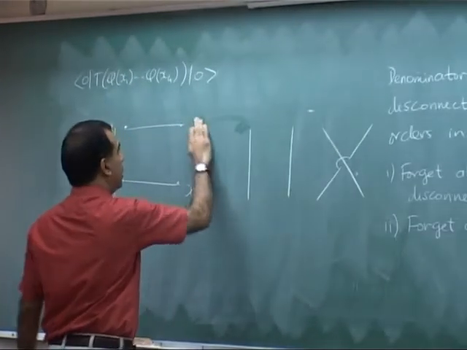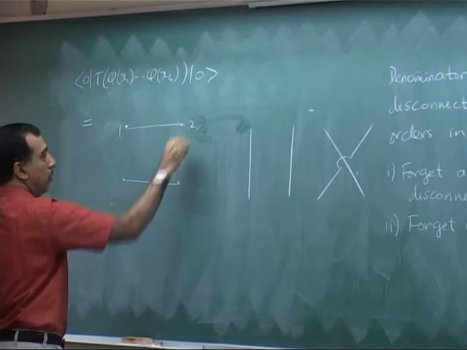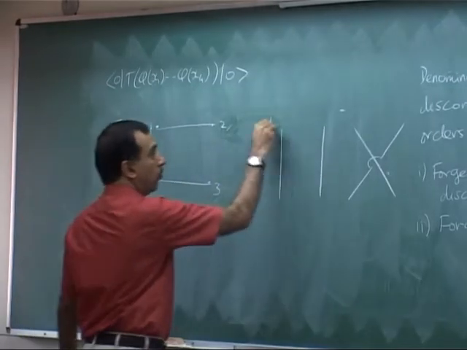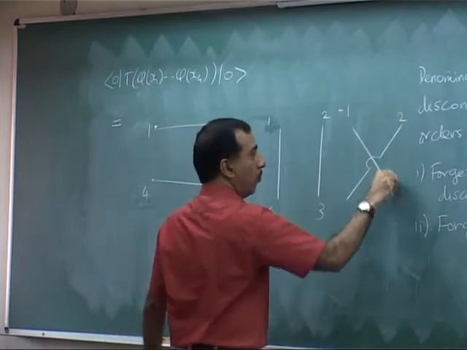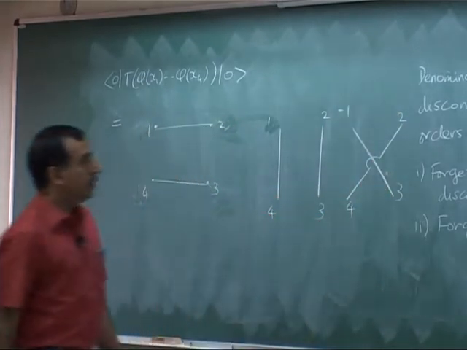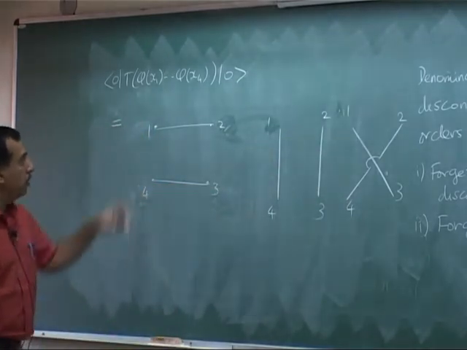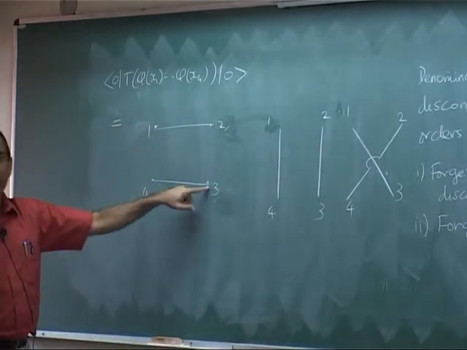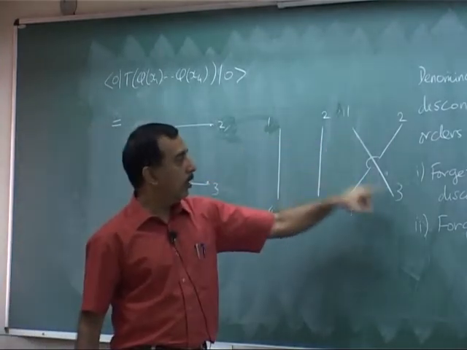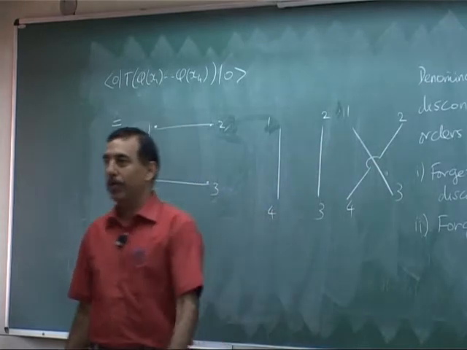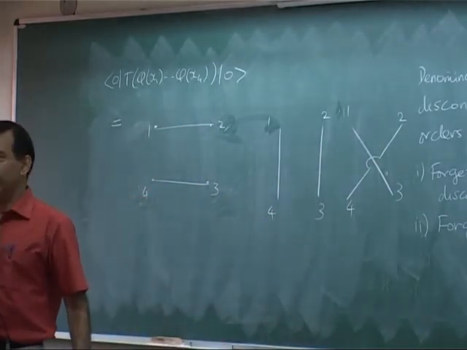So I'll label the points instead of x1, x2, x3, x4, I'll save my time and write 1, 2, 3, 4. I must keep the labels fixed. If I fix the labels, then you see that these three diagrams give me different answers: D_F of 1, 2 times D_F of 3, 4. D_F of 1, 4 times D_F of 2, 3. D_F of 1, 3 times D_F of 2, 4. This is the leading order or 0th order.